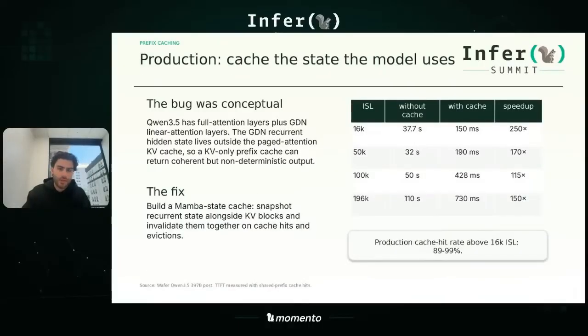The last one I'll talk about is caching the state the model used. And this one's a really simple one compared to the other ones, which might be a bit more daunting. This one is simply a model like Qwen 3.5 has these full attention layers, and that recurrent hidden state, the recurrent state of the GDN, lives outside the paged attention, like the KV cache. So the fix is to build this other cache that's a snapshot of the recurrent state. And you also save the KV blocks. And what you'll do is you'll mix both of them and you'll invalidate them together on cache evictions. So you can keep these states aligned on your cache, so you can have this speed up.